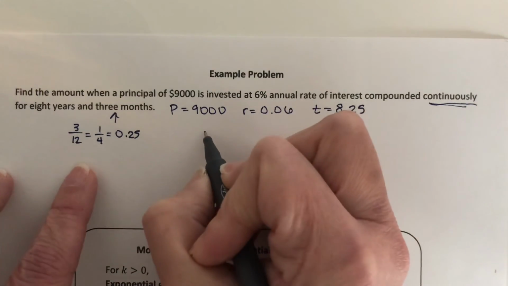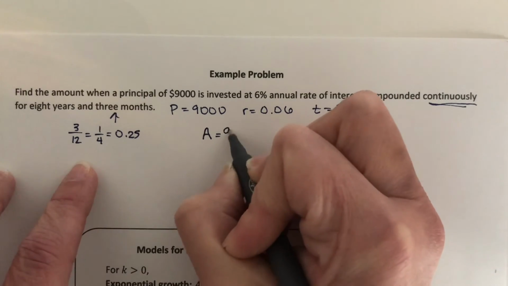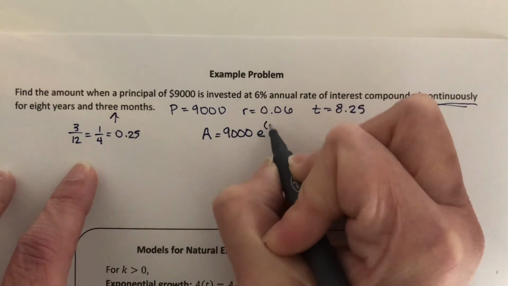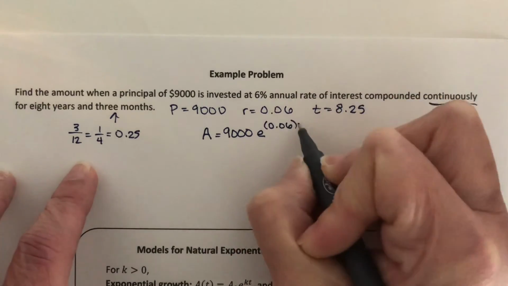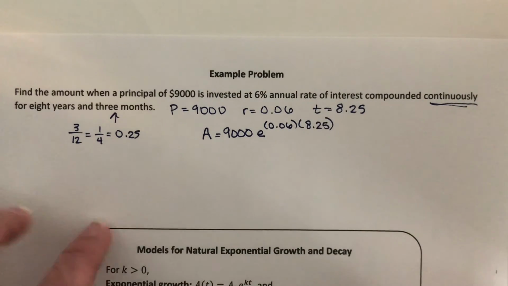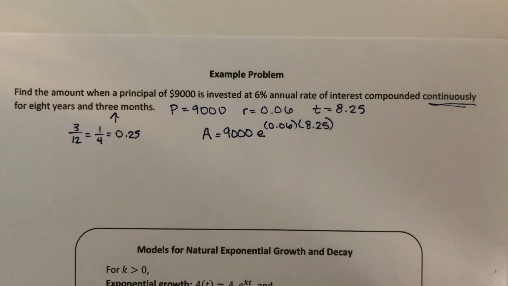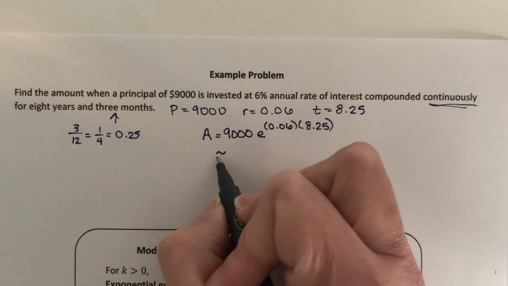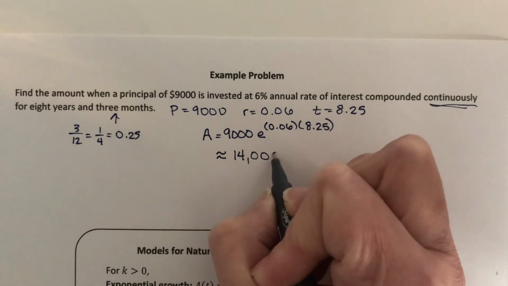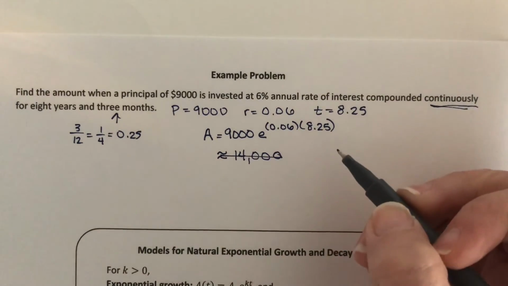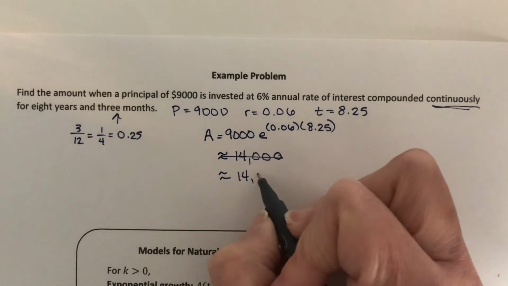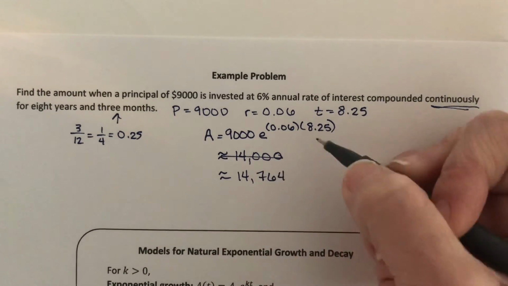Okay, now let's use our formula. A is equal to P times E to the RT. Okay, and then you plug this into your calculator and you will get approximately 14,000. Oh, well, let's see if I can write this correctly. $14,764.48.